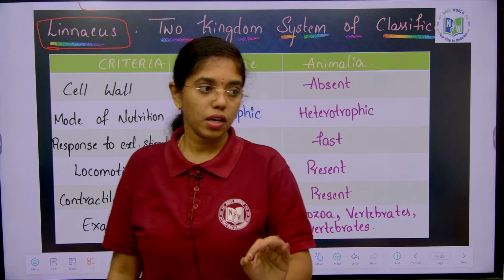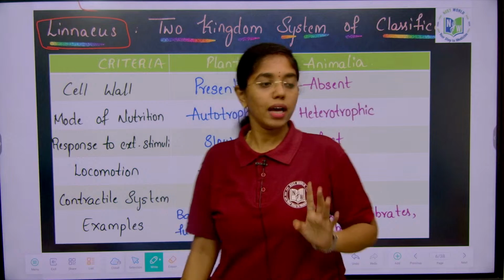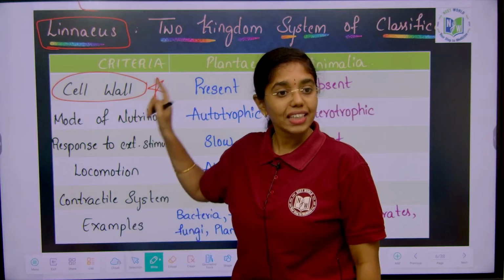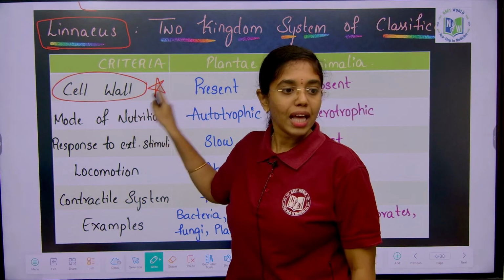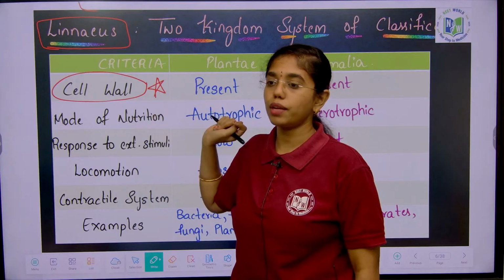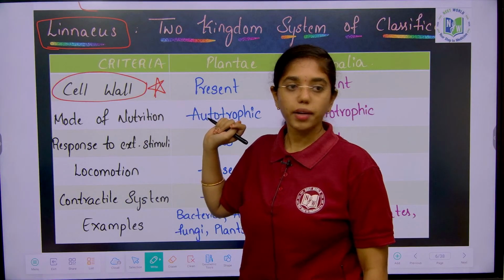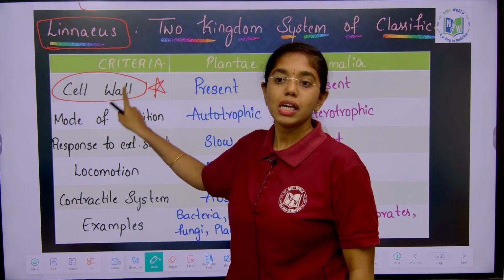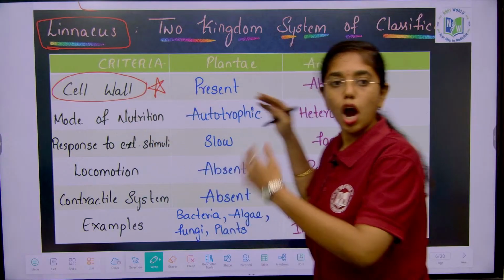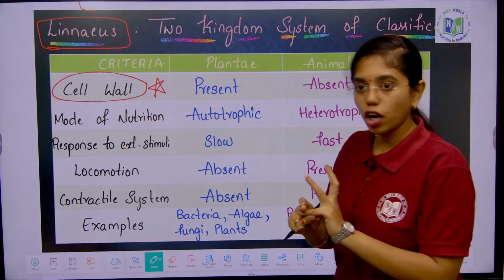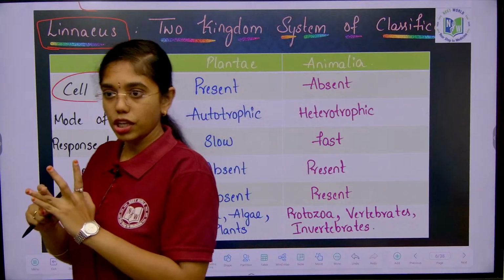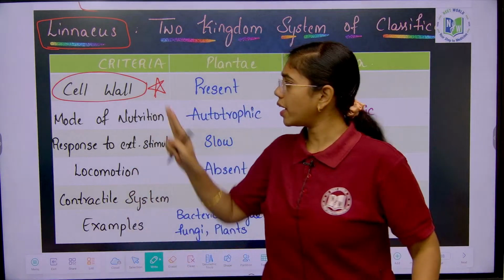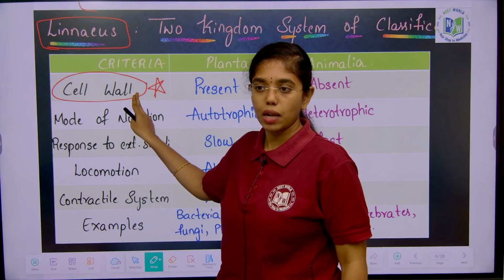But amongst these, one criterion is the main criterion. What is it? Cell wall. This you have to remember the most, because as he gave first priority to cell wall, that gave many exceptions to the two kingdom system. So, what is the major criterion for the two kingdom system? Cell wall, based on which all organisms are classified: prokaryotes, eukaryotes, unicellular, multicellular, autotrophic and heterotrophic organisms, all are classified on the first criterion, cell wall.